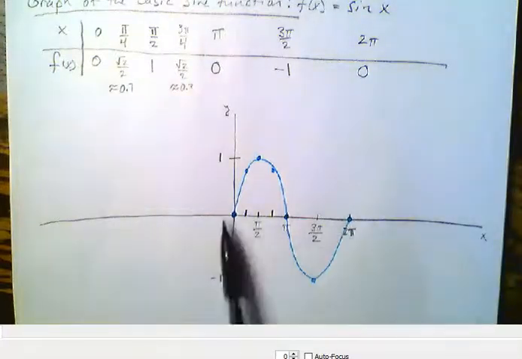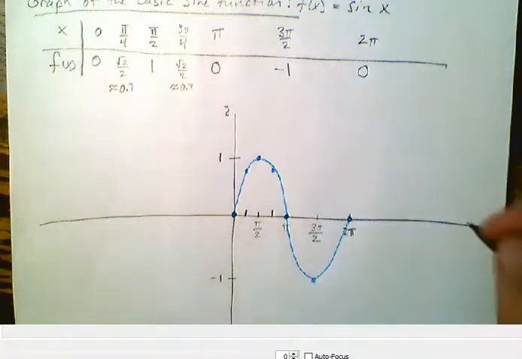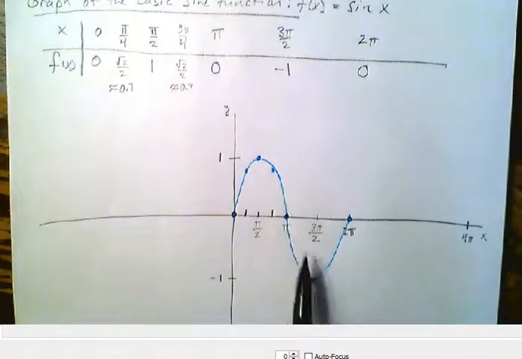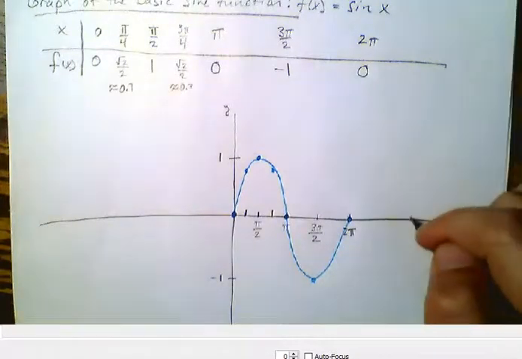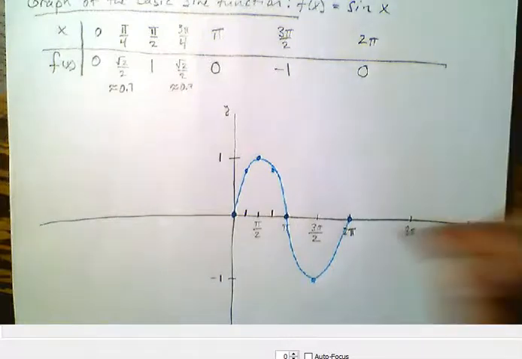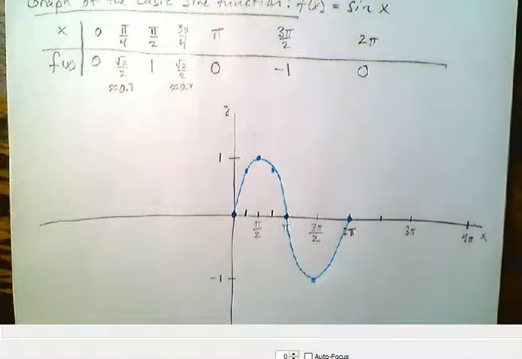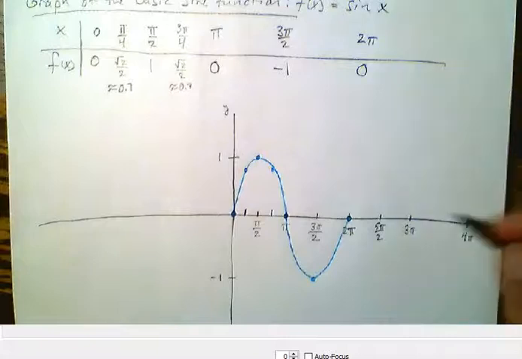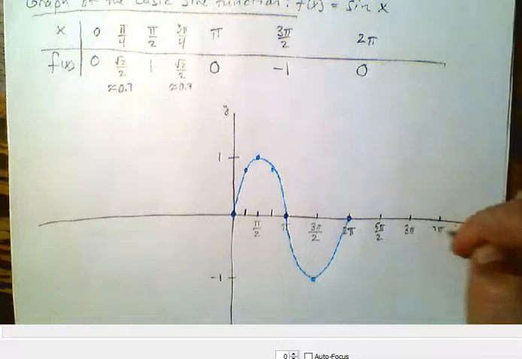Now, if we were to continue this on, we would just be going around the unit circle again. So we would have another wave of the sine function that looks exactly the same, going between 2 pi and 4 pi, actually. So here would be 3 pi. Halfway between that would be 2.5 pi, or 5 pi over 2. And then between 3 pi and 4 pi, 7 pi over 2.